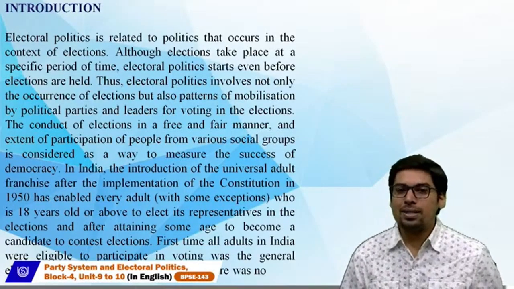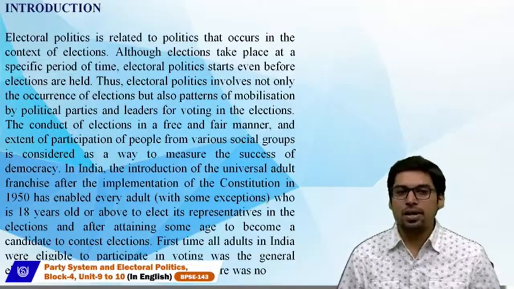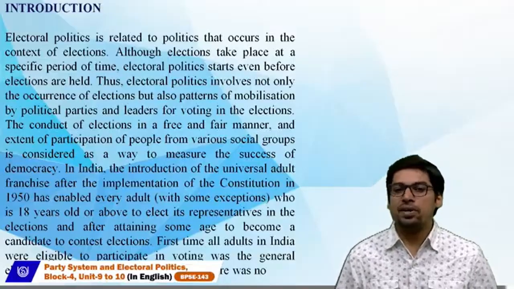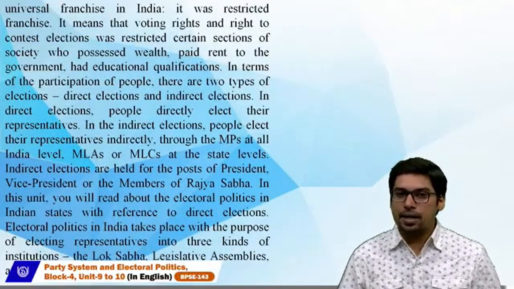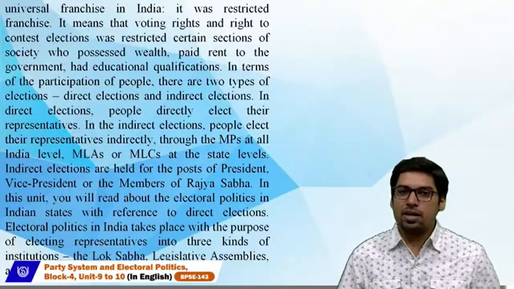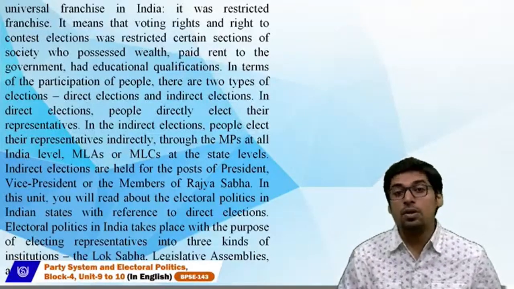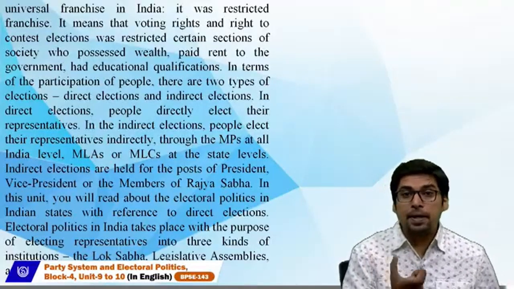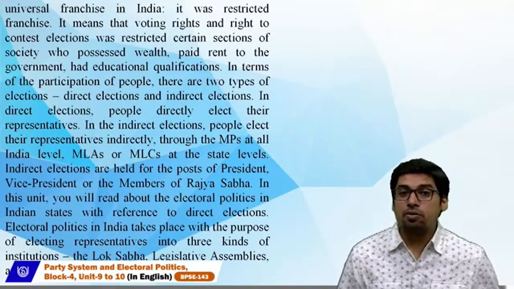The first time all adults in India were eligible to participate in voting was the general election held in 1951 to 1952. Prior to that, there was no universal franchise in India. It was a restricted franchise. It means that the voting right and the right to contest elections were restricted to a certain section of society who possessed wealth, paid rent to the government, basically taxation, or had educational qualifications.